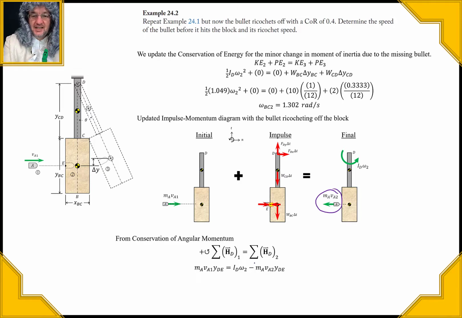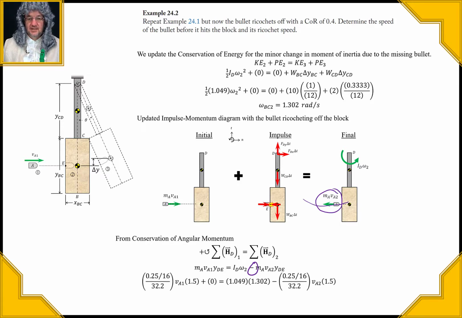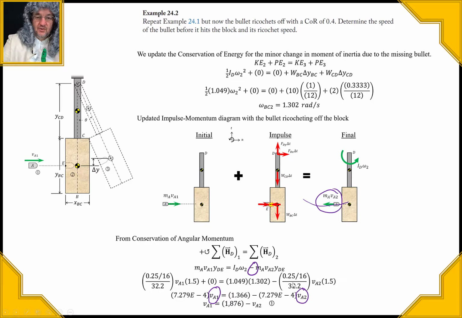You can see that negative right there is because this thing is going in a clockwise direction. So we have all the other things taking place that we'd expect. We go ahead and put those in there, and now we have 2 unknowns: the bullet initial velocity and the bullet final velocity. So there you go, I call that equation 1.